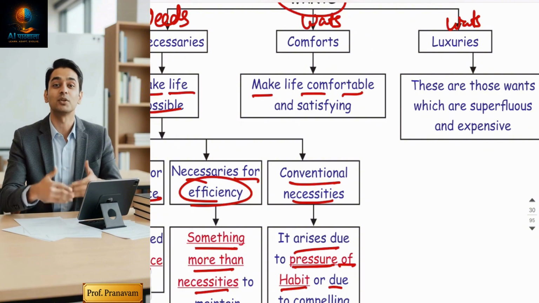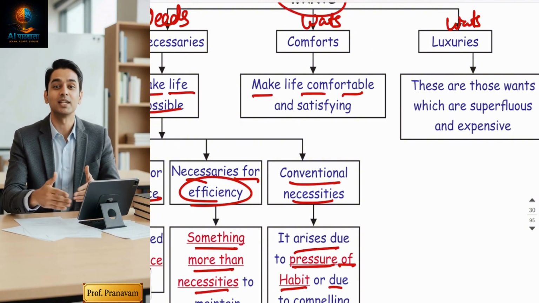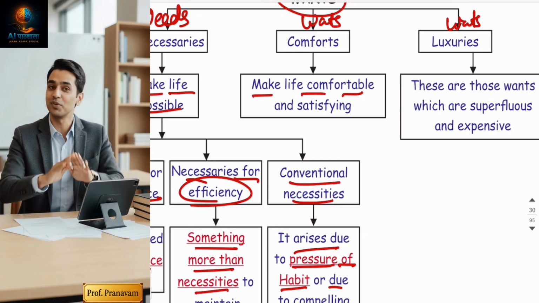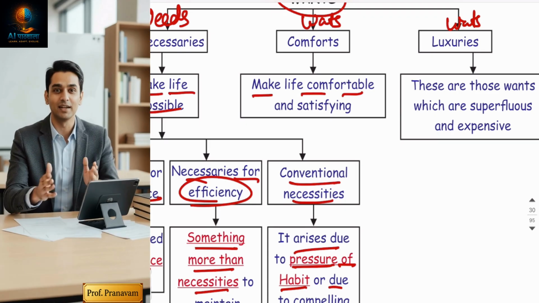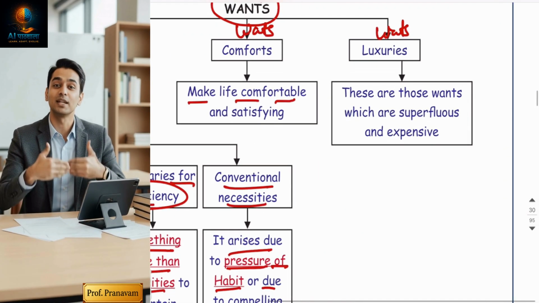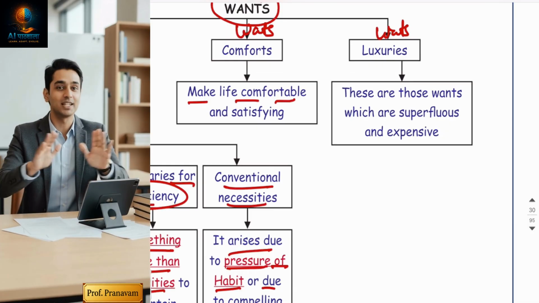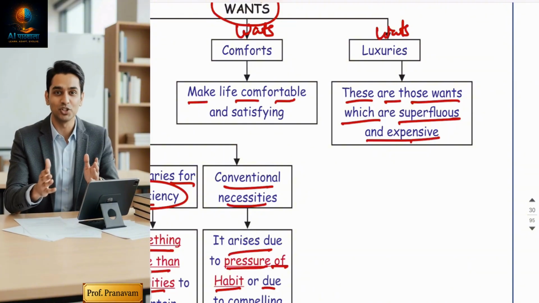But it's not luxury. It's just comfort. Everyone has it at their home, right? Mobile is comfort. It's not luxury, right? Everyone has their own at home to make life comfortable. That's called comfort. Luxury is something beyond comfort. Look carefully, these are those wants which make your life superfluous and expensive.